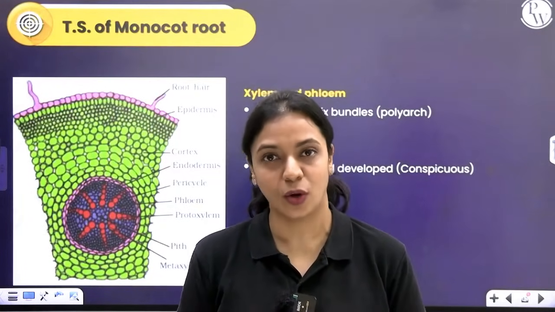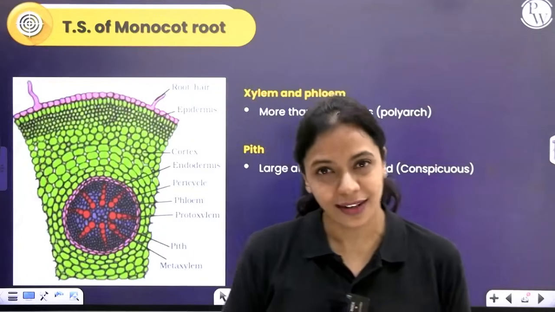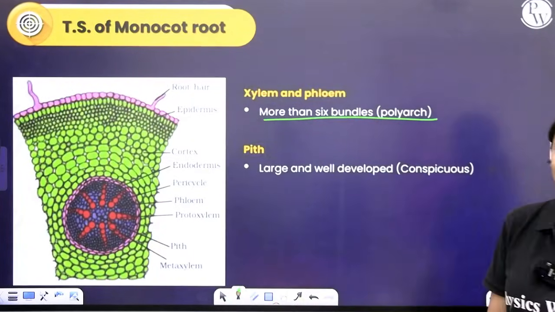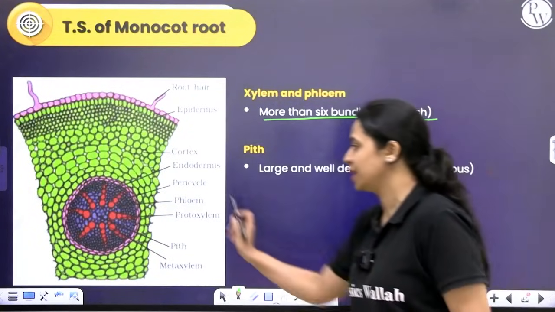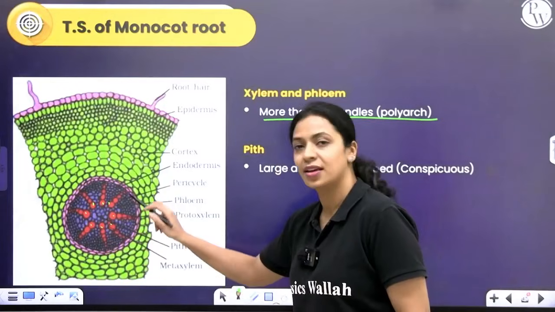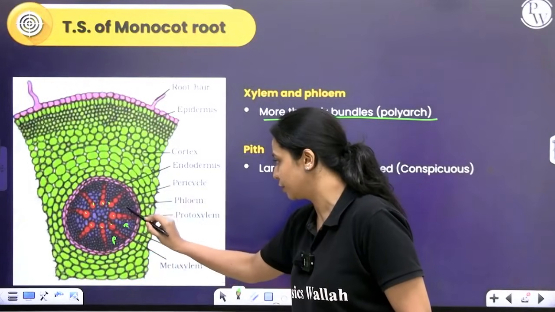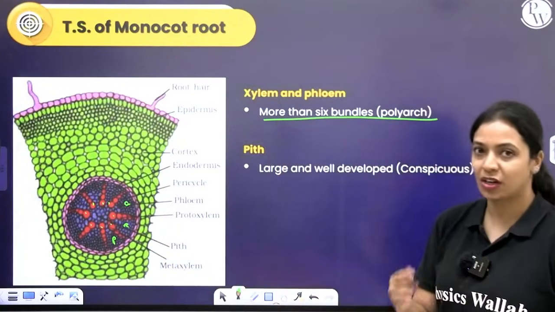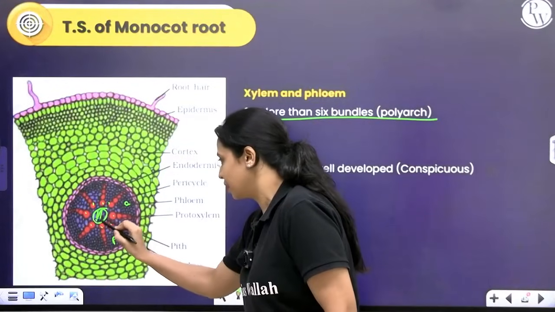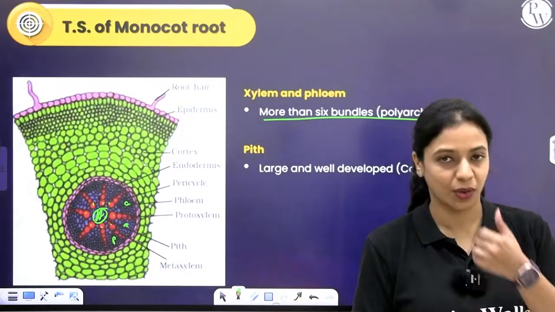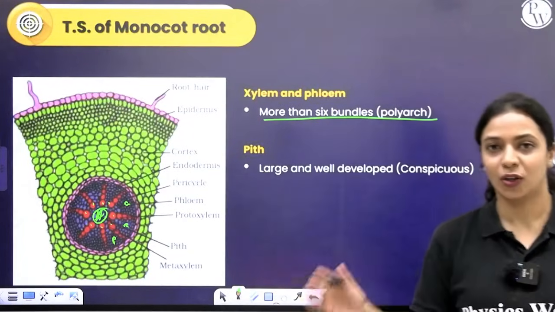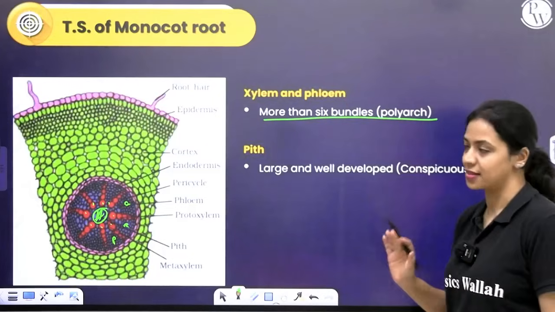Vascular bundles in dicot root are around 2 to 4. Here there is a minimum of 7. So there will be more than 6 vascular bundles, and you call it polyarch. In the NCERT diagram they showed 8: 1, 2, 3, 4, 5, 6, 7, 8 xylem, and obviously 8 phloem also will be present. So the number of vascular bundles is relatively more, and the pith in the center is comparatively more conspicuous, more developed. These are the only differences between a dicot root and a monocot root. Everything else is the same.